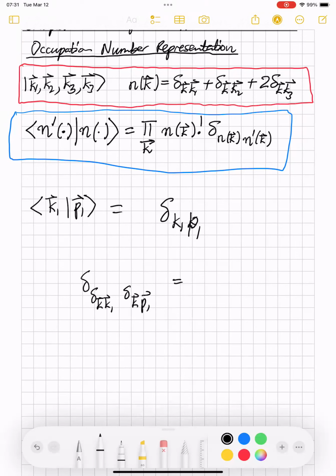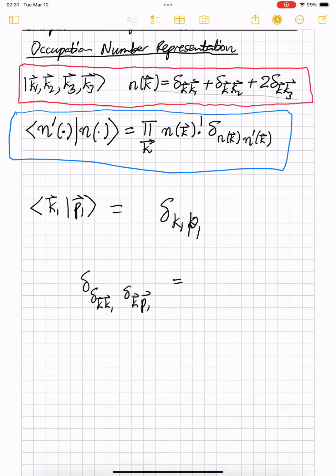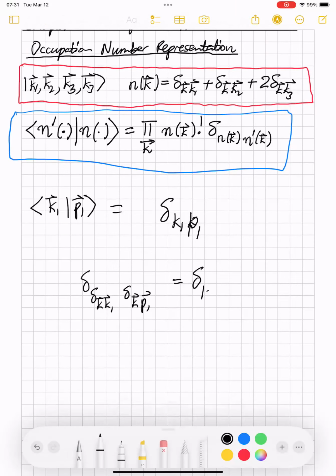Well, as you let k vary, sometimes the first delta will be 1 and the second will be naught. Sometimes the first will be naught, the second will be 1. That all gives you a delta of 0. The only time that your delta function could be non-zero is if when delta k, k1 is 1, then delta k, p1 is 1. But that means k1 must be equal to p1.